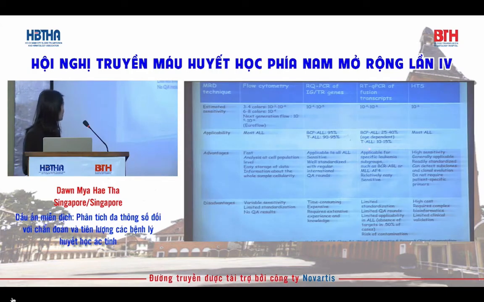So these are the currently available different MRD tools, including flow cytometry, real-time quantitative PCR, and high-throughput sequencing, like next-generation sequencing. And the sensitivity of all these tests is, in general, comparable, especially with the introduction of next-generation flow by the Euroflow group, with the test sensitivity reaching up to about 10 to the power minus 5 to 10 to the power minus 6. And of course, each individual test has its own advantages and disadvantages. So which tool to use in your laboratory has to be decided based on the feasibility and availability of expertise and facilities.